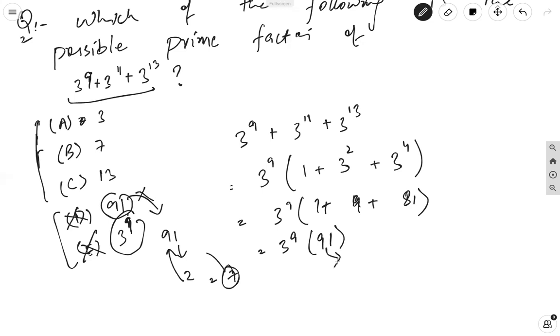Now if we proceed further, this is 3 power 9 and this is 7 into 13, right? Now we have three possible prime numbers: one is 3, one is 7, and one is 13. So 3, 7, and 13 are possible answers.